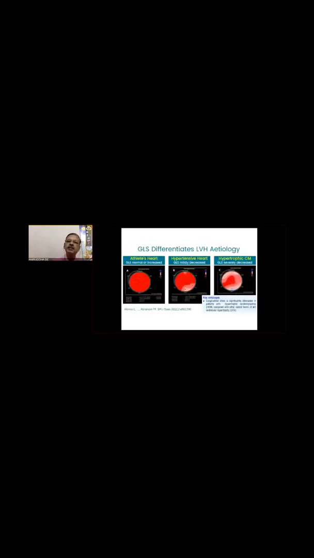After valvular heart disease, now we'll go to how GLS differentiates LVH etiology. There are several causes of LVH, starting from athlete's heart to hypertensive heart disease to hypertrophic cardiomyopathy to asymmetric hypertrophy to amyloidosis, everything. What happens to the athlete's heart? GLS is not reduced in athlete's heart.